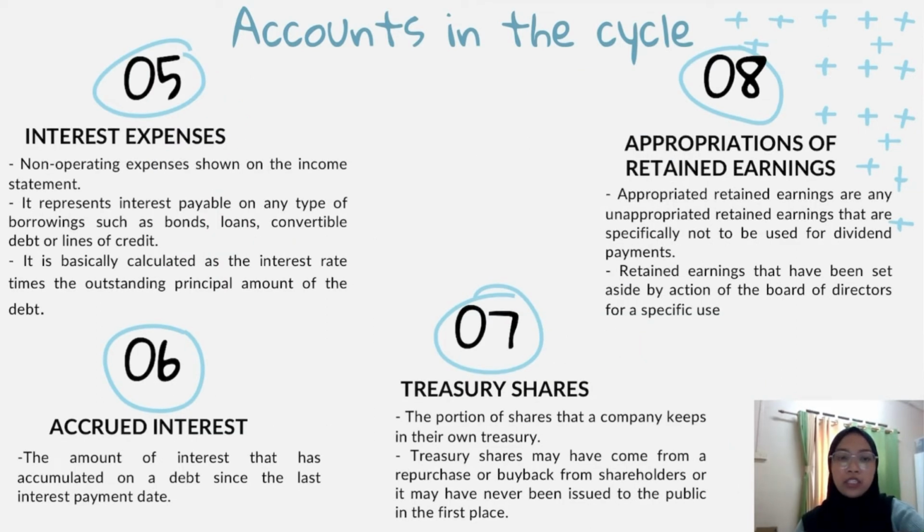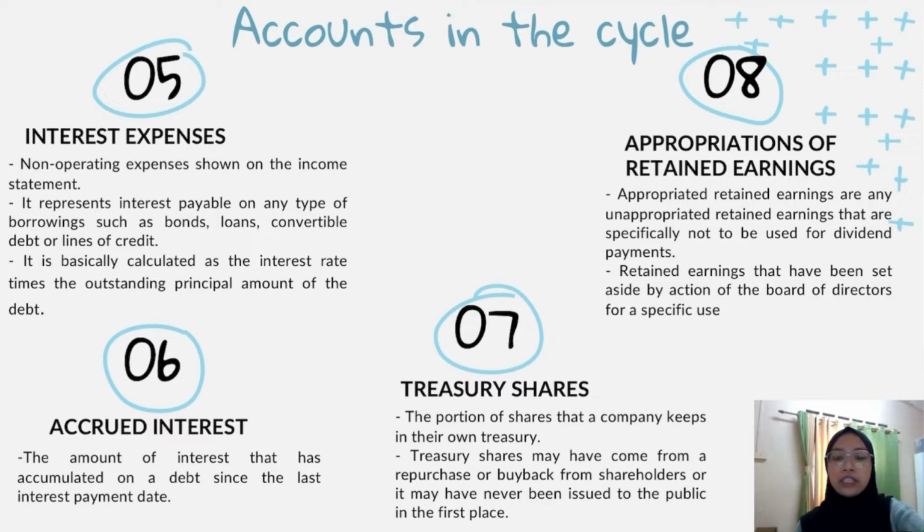About account in the cycle, number 5, interest expenses. Interest expenses is non-operating expenses shown in the income statement. It represents interest payable on any type of borrowings, such as bond, loans, convertible debt, or line of credit. It is basically calculated as the interest rate times the outstanding principal amount of the debt. Next, accrued interest. Accrued interest is the amount of interest that has accumulated on a debt since the last interest payment date.